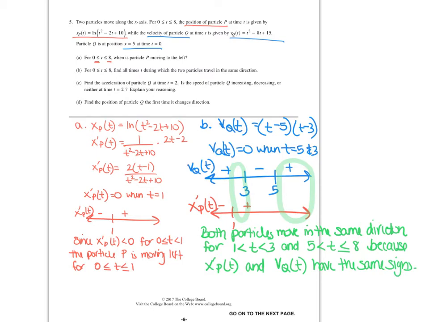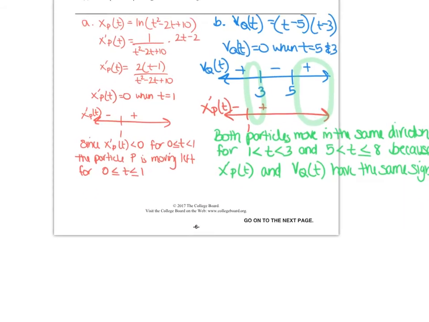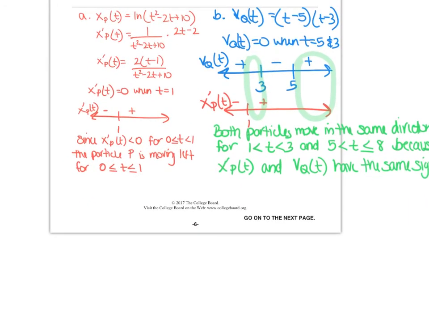Okay, next up for part C, we're just using particle Q. It says find the acceleration of particle Q at time 2. Is the speed of particle Q increasing, decreasing, or neither? Explain your reasoning, okay? So, to find the acceleration, that's our second derivative. That is the rate of change of our velocity. So for Q, you were given velocity. So what we need to do is find our rate of change of our velocity function for Q.